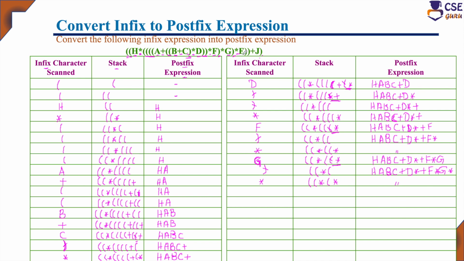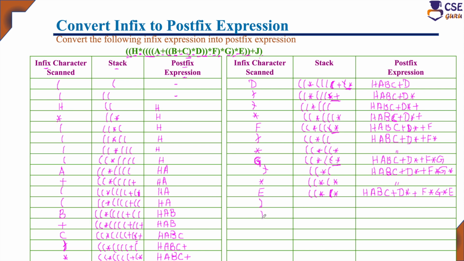And next comes the operand E. Since E is an operand, you need to add it to the postfix expression. Now the postfix expression is HABC plus E star plus F star G star and then you need to add this operand E. And the stack content will be 2 open parenthesis, star and then open parenthesis, star. And next is 2 closed parenthesis. This step 1 closed parenthesis, this step also 1 closed parenthesis.